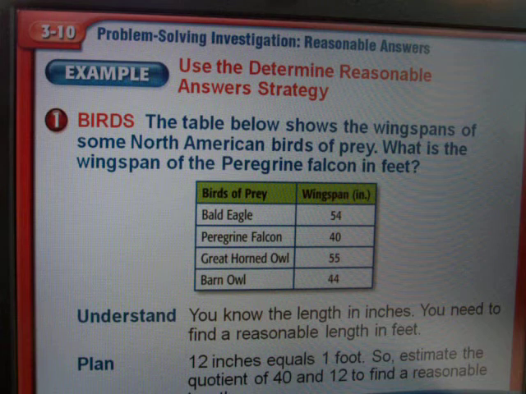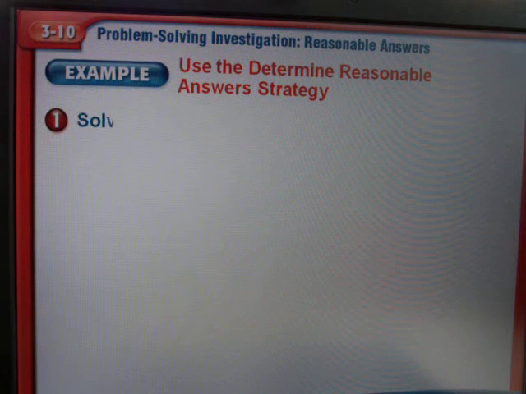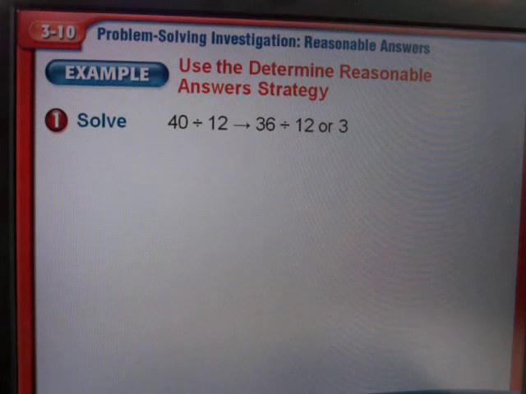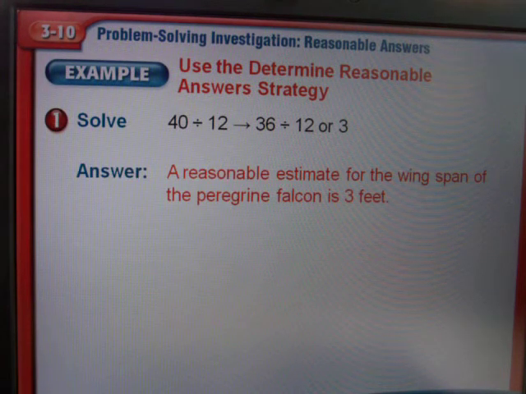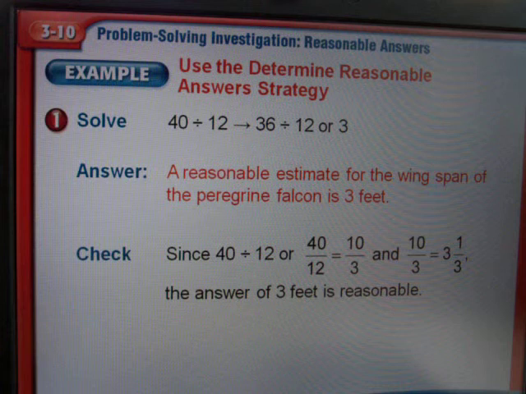So 12 inches equals a foot, so we're going to estimate the quotient of 40 and 12 to find a reasonable length. If we round 40 divided by 12 to 36 divided by 12, that will give us 3. So we know that a reasonable estimate is about 3 feet. And since the actual answer is 3 1/3, an answer of 3 feet is considered reasonable.